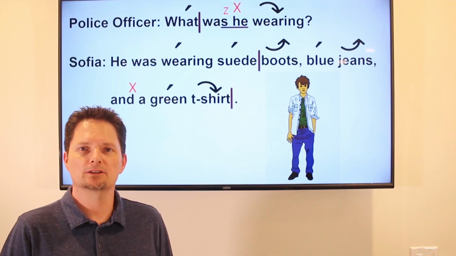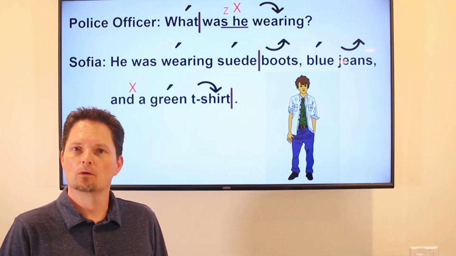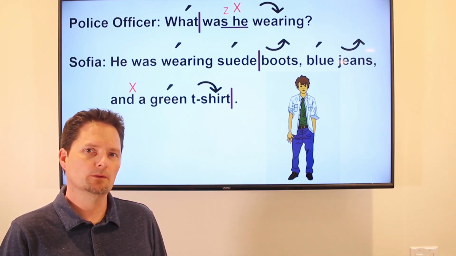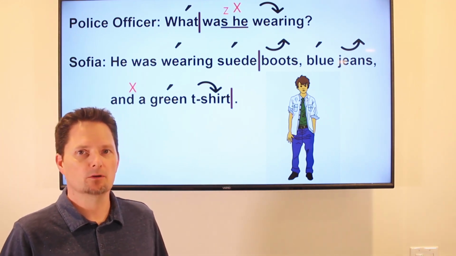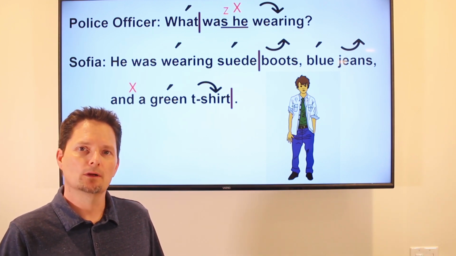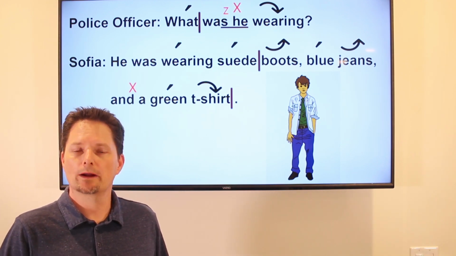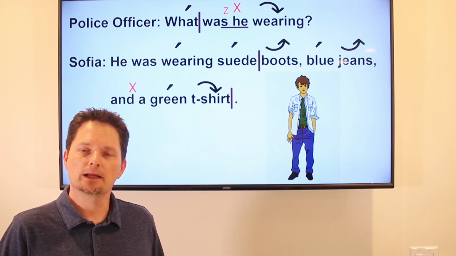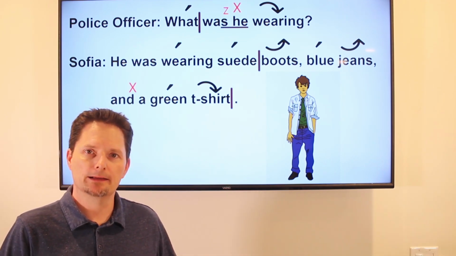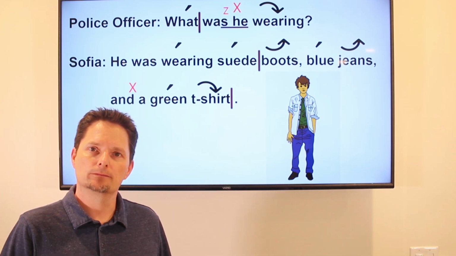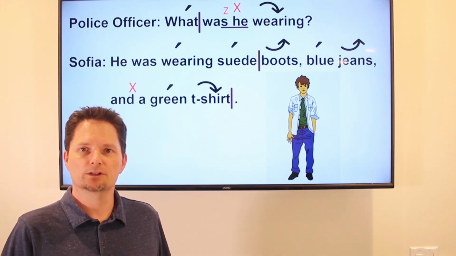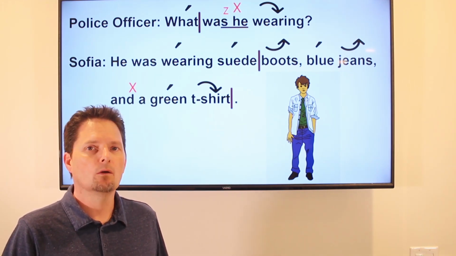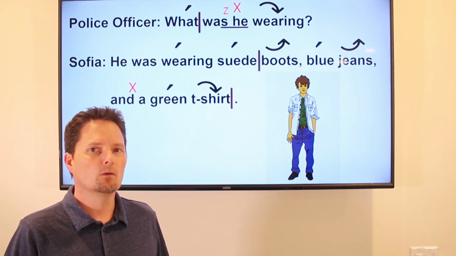Very good. The police officer asks another question. What was he wearing? The intonation goes down at the end because it's an information question. It starts with what. When you start with a question word, what, where, when, it's an information question, and the intonation goes down at the end. We stress important words. What is the important word? It's the question word. So stress what. What was he wearing?